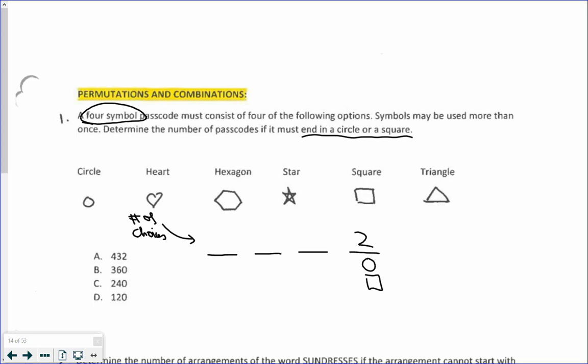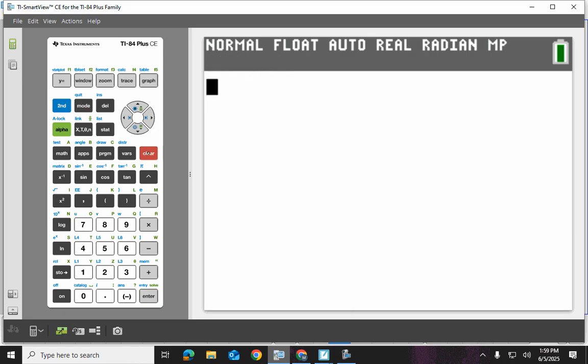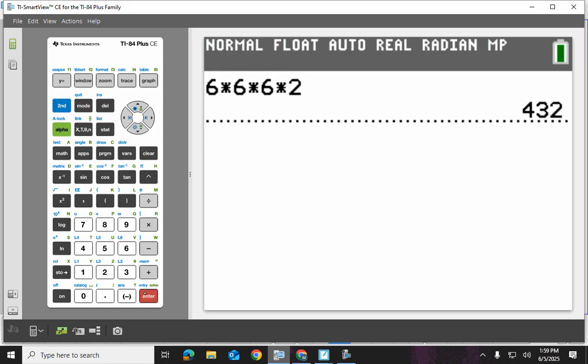Now it says symbols may be used more than once, so repeats are allowed. There are 6 symbols. Technically, could you have the code circle, circle, circle, circle? Could you have circle, heart, circle, circle? Yes. So you've got 6 choices, 6 choices, 6 choices, and then 2 choices for the last one. Then all we have to do is multiply. On your calculator, 6 times 6 times 6 times 2 is 432.